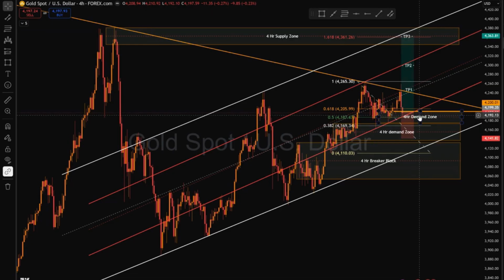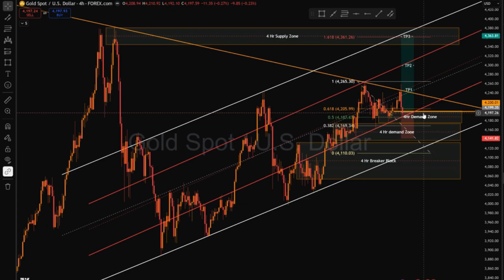7. Bearish scenario. If price breaks below the 4,146 demand zone, this will expose the lower demand zone, and ultimately the 4H breaker block near 4,070 to 4,110. Breaking into the breaker block would signal a deeper correction and invalidate the bullish setup.